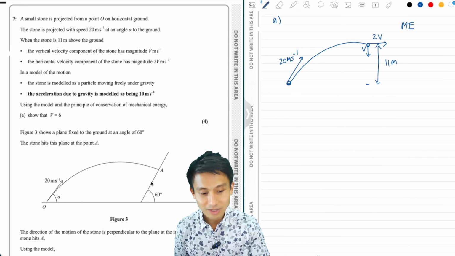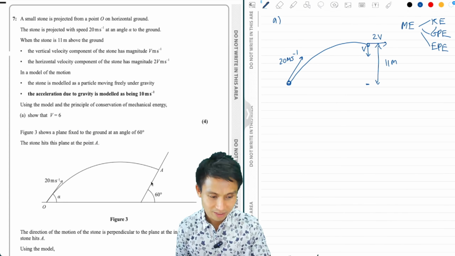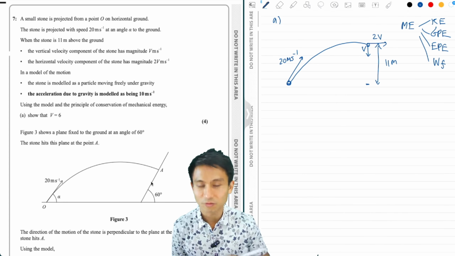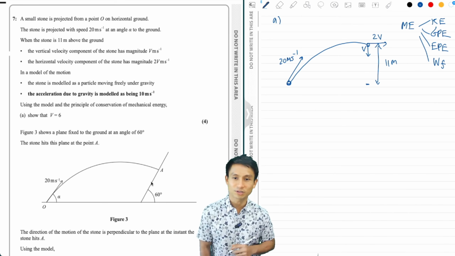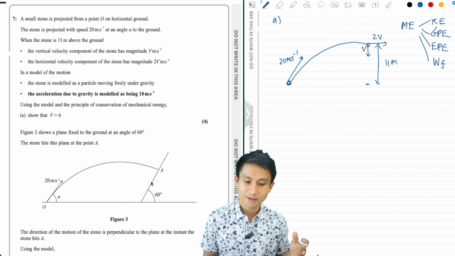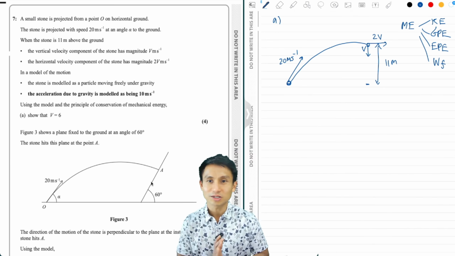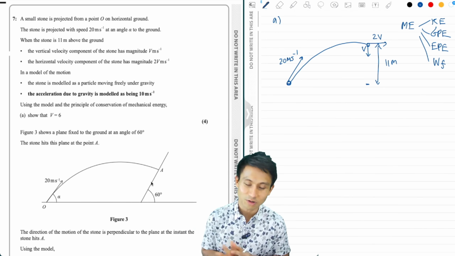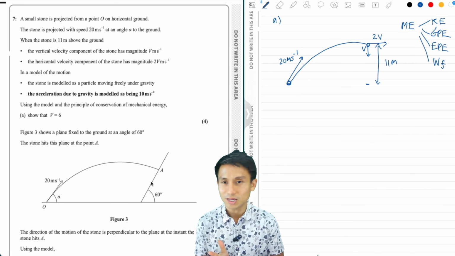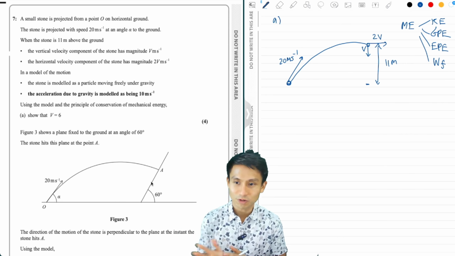Mechanical energy, basically you have kinetic energy, gravitational potential energy, elastic potential energy, and some kind of work done to overcome friction or resistive force. That's all there are. We're going to consider these, but of course this is a rigid body, so there's no spring effect here whatsoever. So you ignore EPE, right? Just KE, GPE, and work done to overcome friction.